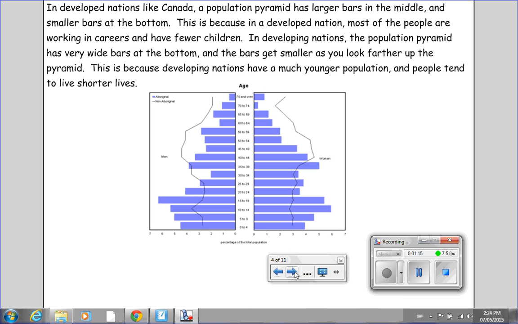In developed nations like Canada, a population pyramid has larger bars in the middle and smaller bars at the bottom. This is because in a developed nation, most of the people are working in careers and have fewer children. In developing nations, the population pyramid has very wide bars at the bottom, and the bars get smaller as you look farther up the pyramid. This is because developing nations have a much younger population and people tend to live shorter lives.